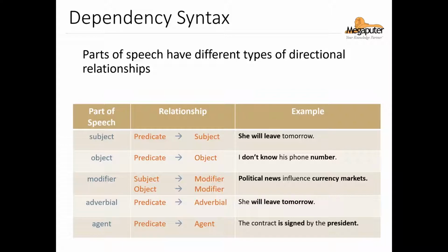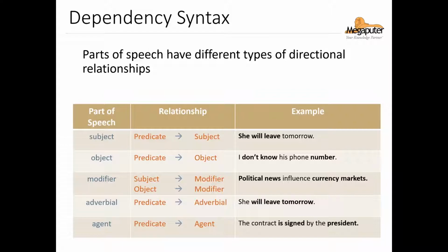What type of news? What is modifying that? It's political news. So it goes from the subject to the modifier. And so we might intuitively think of it going from the modifier to the subject, because usually the modifier comes first. So we might say political what? Political news, but that's not how it's actually working linguistically.